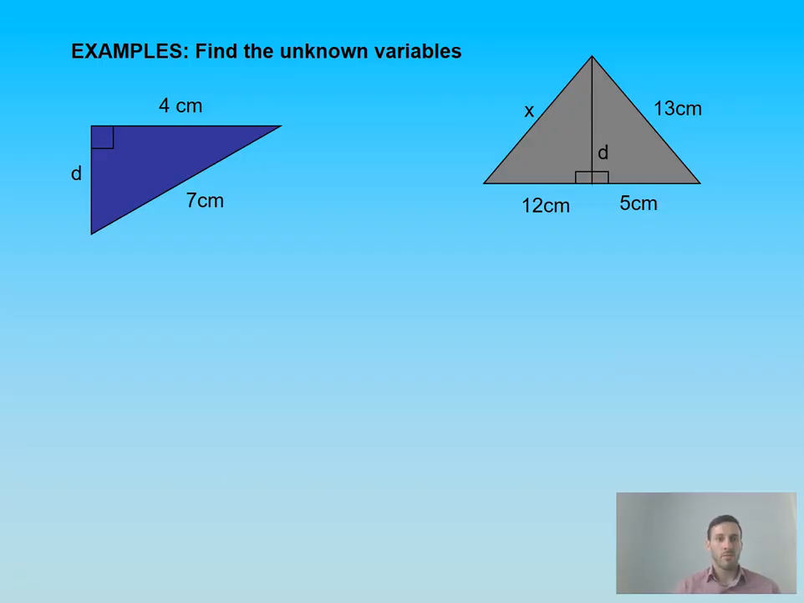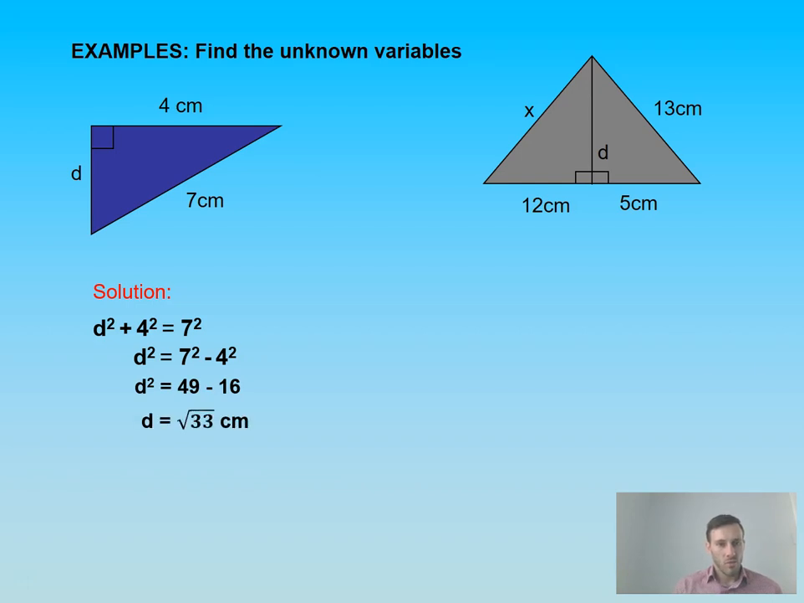Here we have another couple of examples, and we're going to find the unknowns. We'll tackle the top left first. This time one of our sides is one of the smaller sides, and we're trying to solve for D. So in this example, D squared plus 4 squared, which are the two smaller sides, is equal to 7 squared, which is the hypotenuse. Now we can rearrange that and write D squared is equal to 7 squared take 4 squared. So we've just taken 4 squared from both sides. Now we can solve those.